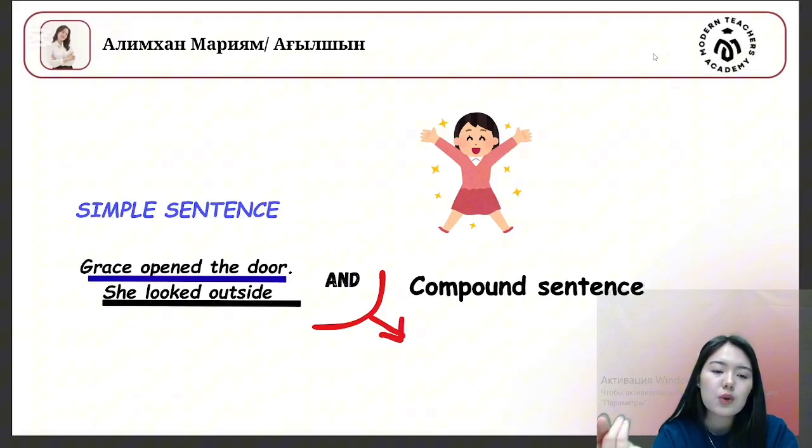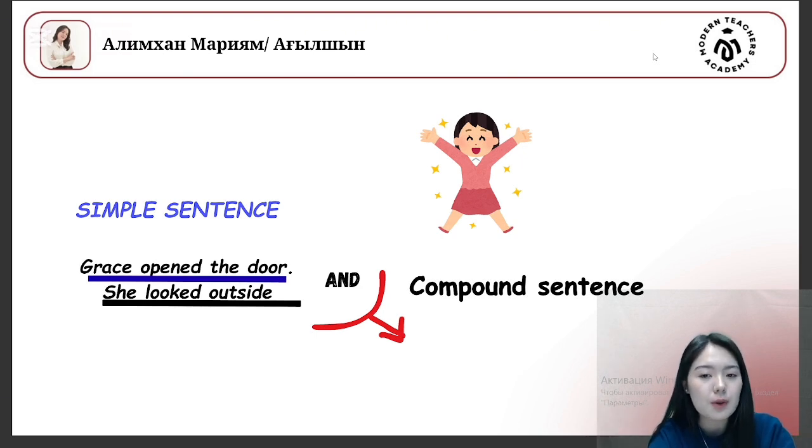Here are two simple sentences. Grace opened a door. It's a simple sentence because we have one subject, Grace, and opened is a verb. What does the subject do? Second, she looked outside. She is the subject and looked is a verb. What does the subject do? To connect these two sentences, to join these simple sentences, we use a coordinating conjunction: and.